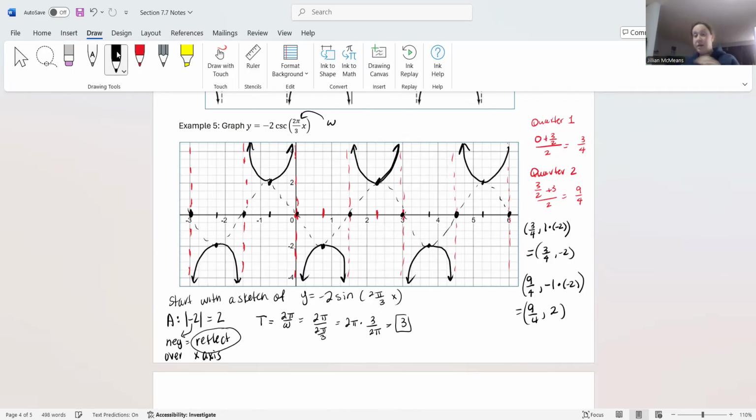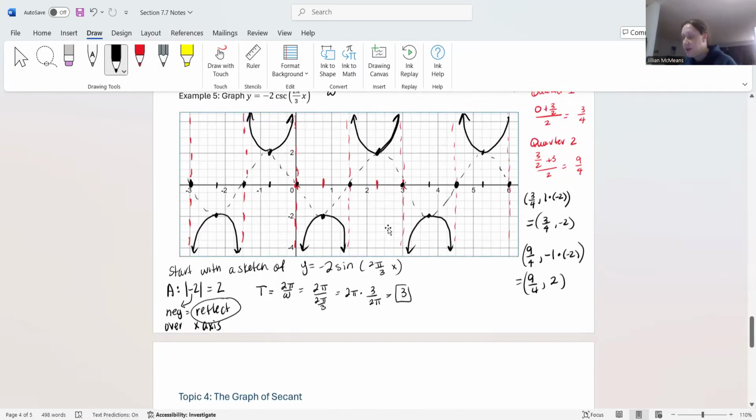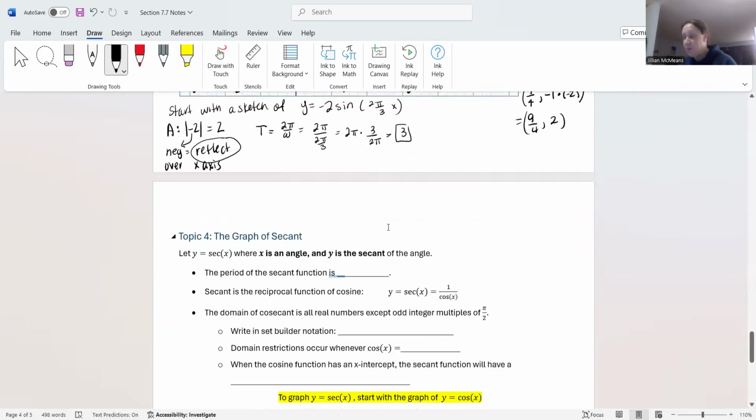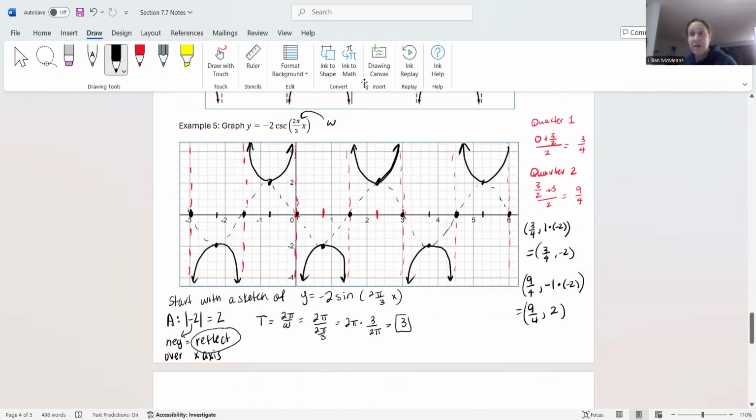Okay, now technically that dotted line for sine shouldn't be there. I'm going to leave it so you can really see what's going on, but that is the graph of cosecant. That is very specifically the graph of y equals -2 cosecant of 2 pi over 3 times x. Okay, so that's cosecant. Let's see. Last up, we've got secant, and then I think we're done with 7.7.